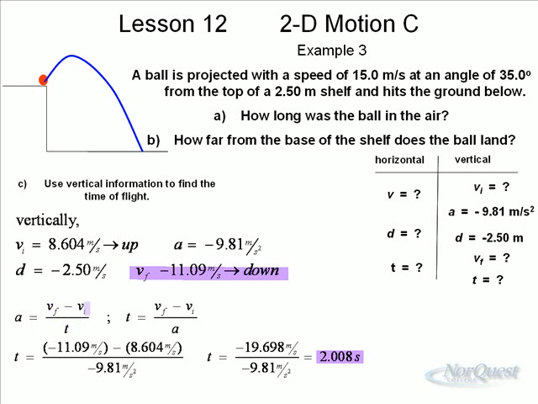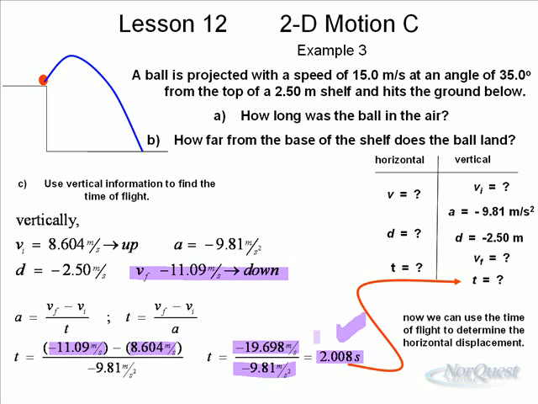So VF is, of course, negative 11.09. VI was positive 8.604. Now the change in velocity wasn't 11 minus 8, it was negative 11 minus 8. So almost 20, 19.6 or so. And so, of course, that gives us negative 19.7 meters per second. That's the change in velocity, divided by the acceleration that caused it, gives us a time of 2.008 seconds. And that is our time of flight.